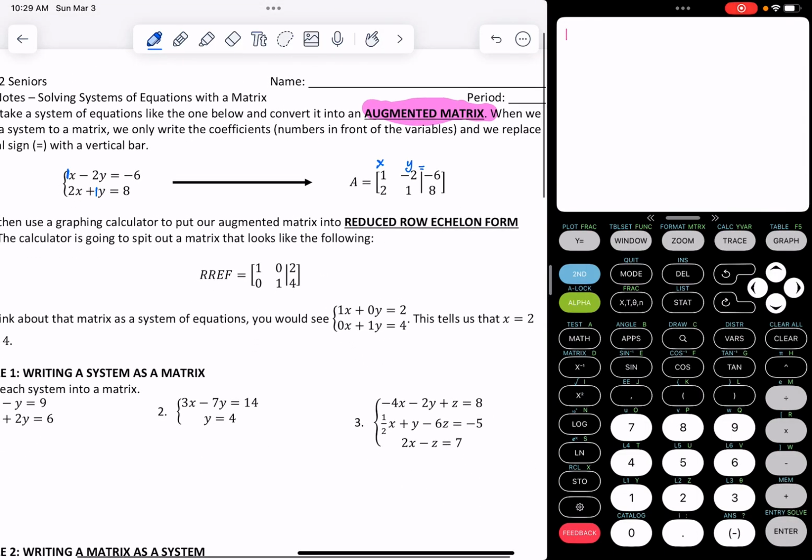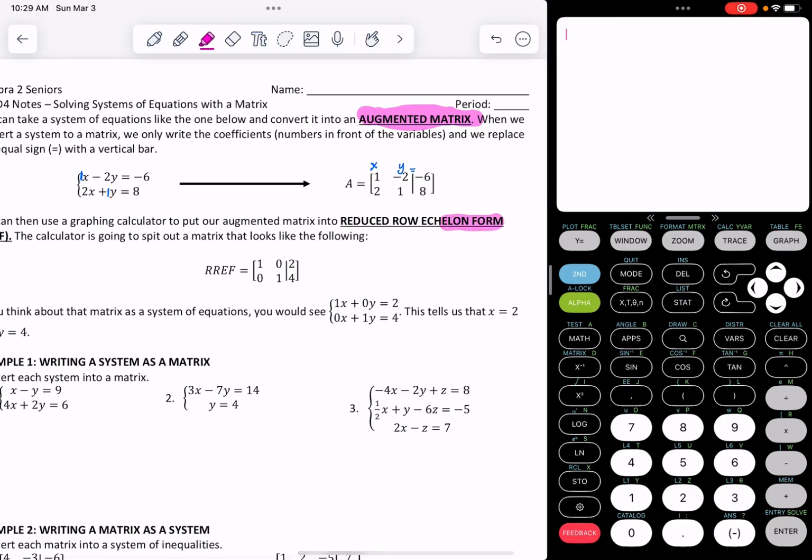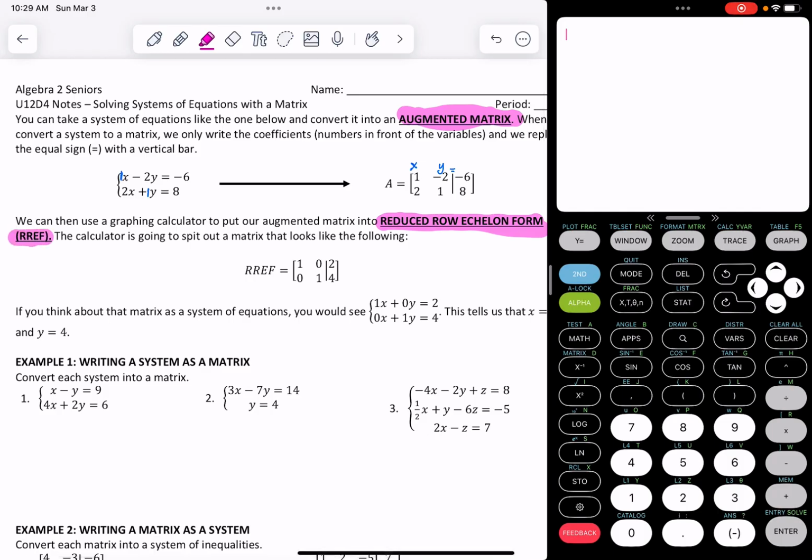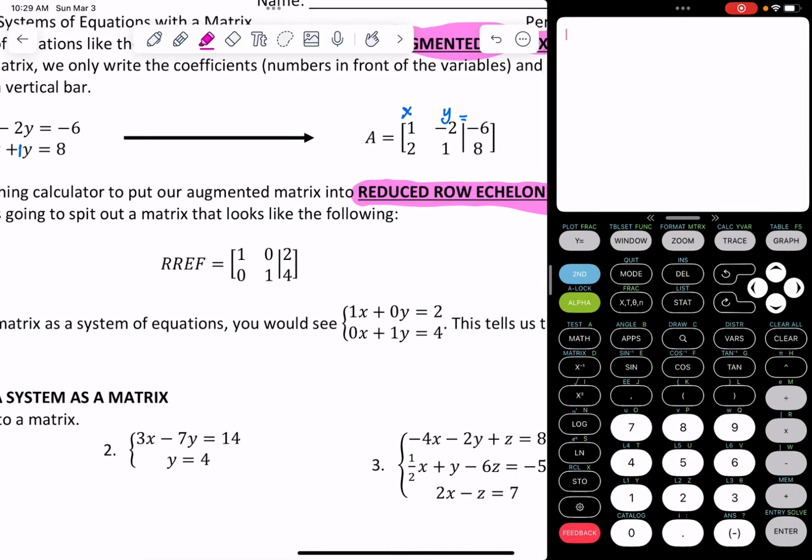Now, the easiest way on the graphing calculator to do this is to put things in what's called reduced row echelon form. It's not super important that you know what that actually means, but in your calculator you're going to see RREF. When you put in your matrix and do the reduced row echelon form, it's going to spit out something that looks like this: 1, 0, number, 0, 1, number. This is the x column and the y column, so this is saying that 1x plus 0y equals 2, and 0x plus 1y equals 4. So x equals 2 and y equals 4. We can use these to solve what we're working with.